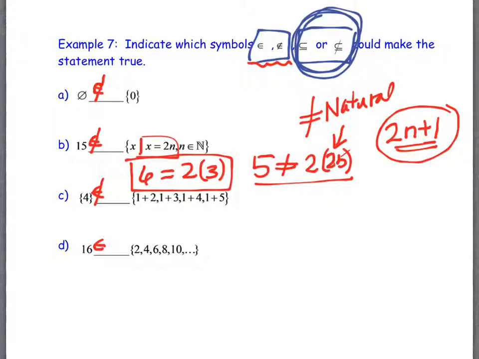So this notation over here means it's a subset or it's not a subset. In order for it to be a subset, it has to first be a set. So a couple of these automatically have no way of working out. Which two cannot possibly work? B and D. Why not? Because they're not sets. You can't be a subset if you're not a set. Okay, it's inherent in the definition.